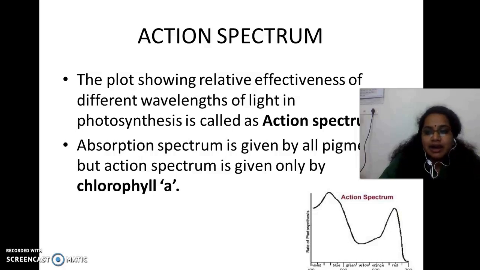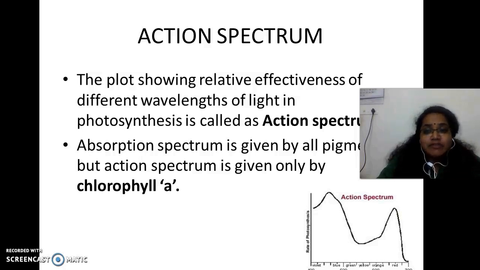Next, coming to another type of spectrum. What is that? Action spectrum. The plot showing the relative effectiveness of different wavelengths of light in photosynthesis is called the action spectrum. So we have given the raw material called light to the reaction center, and the reaction center should give the productivity. That productivity is the action spectrum. Relative effectiveness of different wavelengths of light in photosynthesis is called the action spectrum.